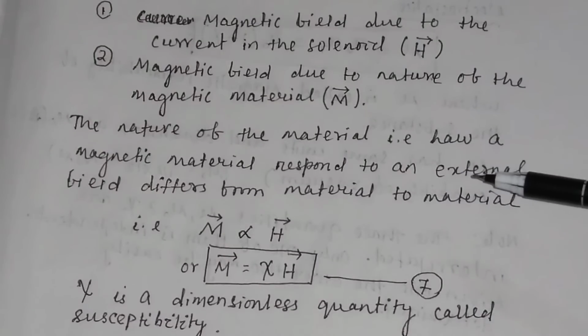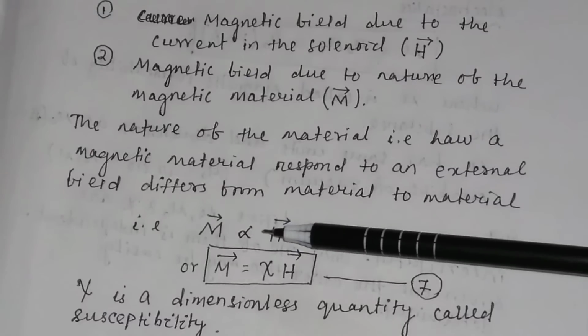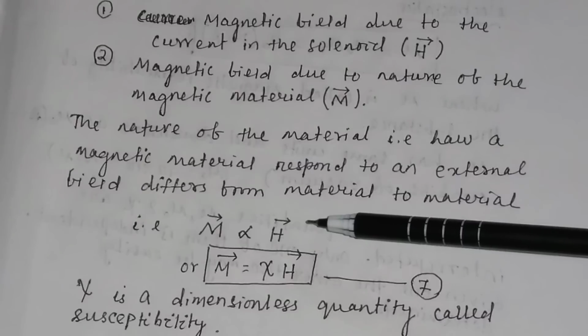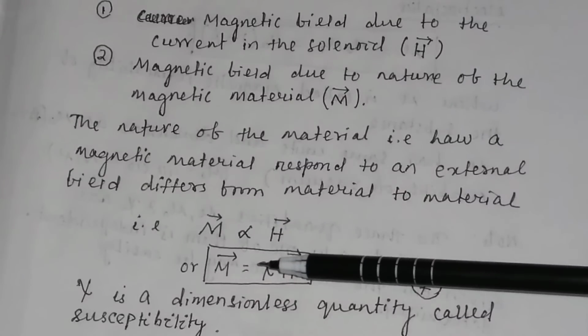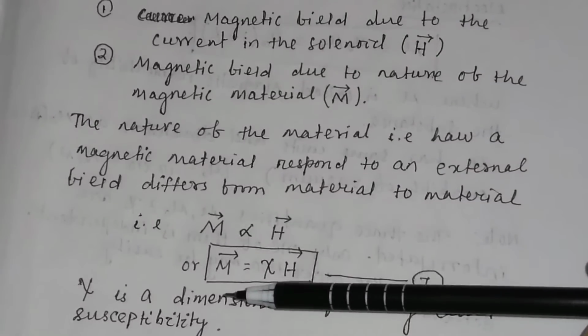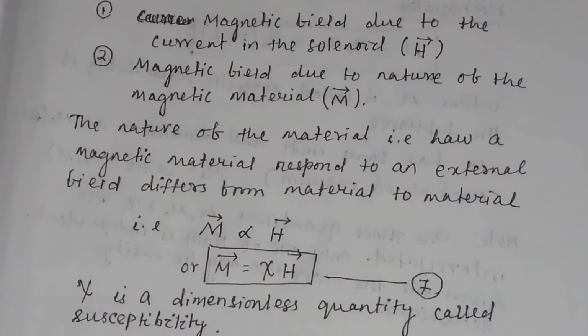The nature of the material, that is how a magnetic material responds to an external magnetic field, differs from material to material. That is why the magnetization is proportional to the magnetic intensity, that is M proportional to H. So M is equal to a constant Chi into H, where Chi is a constant dimensionless quantity called susceptibility.